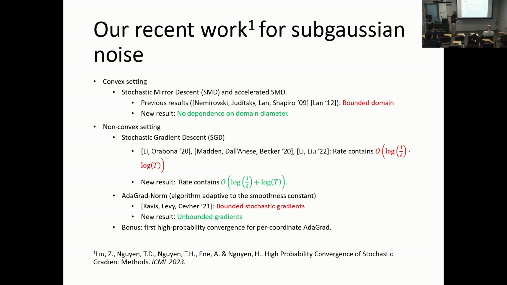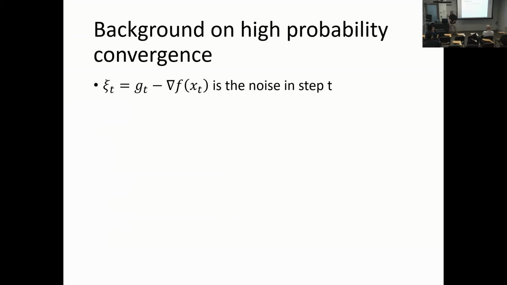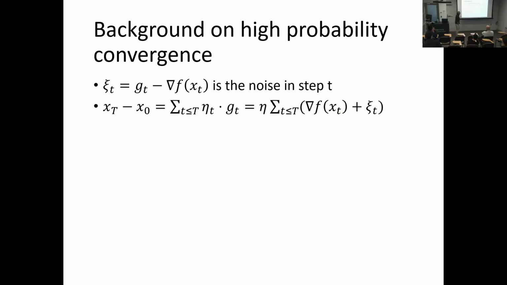Okay, so let me quickly get into the setup of the proof. Here is some background. Here is the amount of noise you have at time step t, which is the difference between the gradient estimate and the true gradient. And if we look into the difference between x_t and x_0, it is the sum of these gradient estimates times the step size over time. And you can decompose that into what you really want, which is the true gradient, plus the noise. And ideally, intuitively, we want to show that the sum of the noise is small.